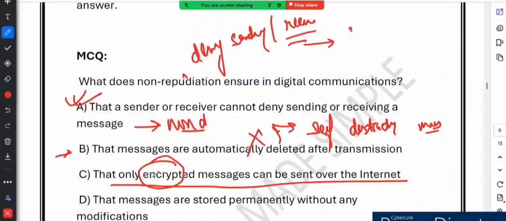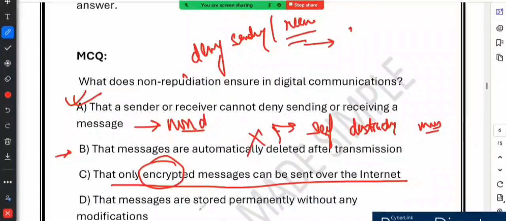For example, if you send a WhatsApp message, it is encrypted, but you can still delete it for everyone. This means there is no proof that you ever sent it. So it is a kind of non-repudiation, right?